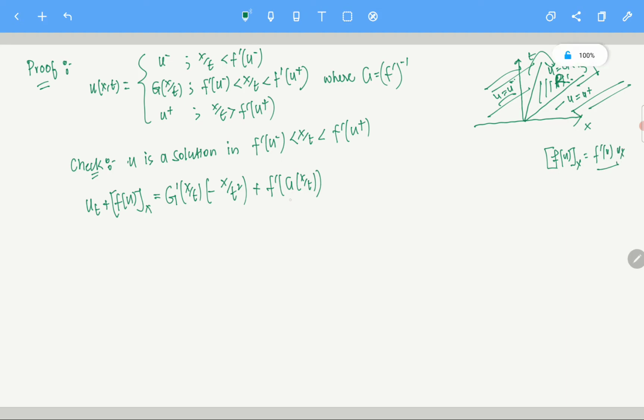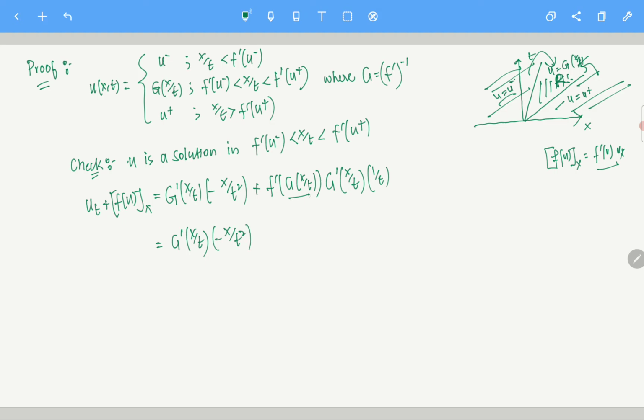So f prime of u is g of x by t, and then u_x is g prime of x by t and the derivative of x by t with respect to x, that is 1 by t. I hope this is clear. So now you see what is happening here. Let us write it down. It is g prime of x by t minus x by t square.